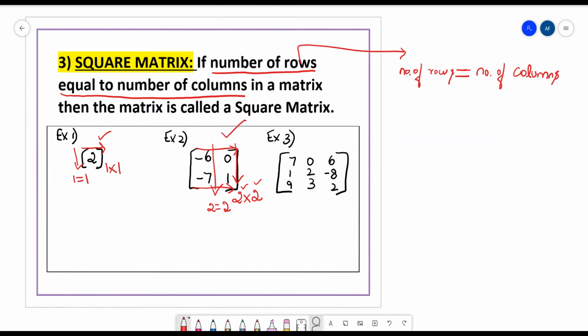Similarly, let us see the third example over here and write down its order of a matrix. So how many rows are there? 1, 2 and 3. 3 rows are there. How many columns are there? 1, 2 and 3. So 3 cross 3, where the number of rows is equal to the number of columns, that is 3 is equal to 3. Hence the third example is also an example for the square matrix.